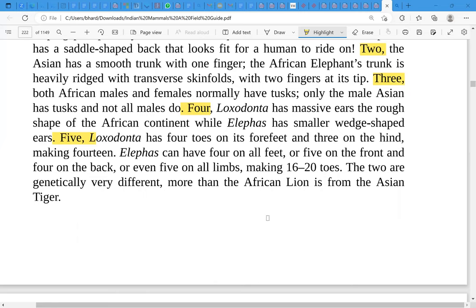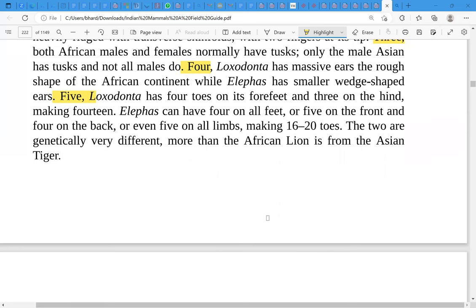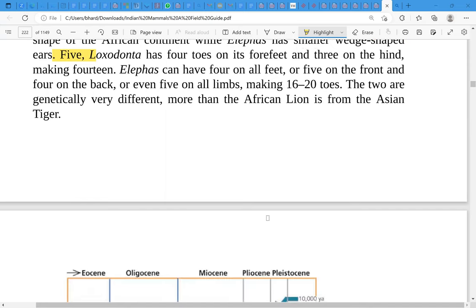Loxodonta has massive ears, roughly the shape of the African continent, whereas that is not the case with the Asian. Loxodonta has four toes on its front feet, but in the case of Elephas, they can have four on all feet. So there are basic differences between the African and the Asian species. I just wanted to share that with you.